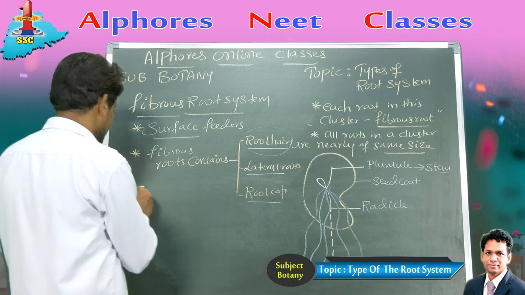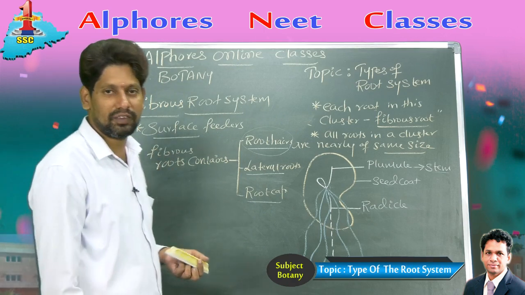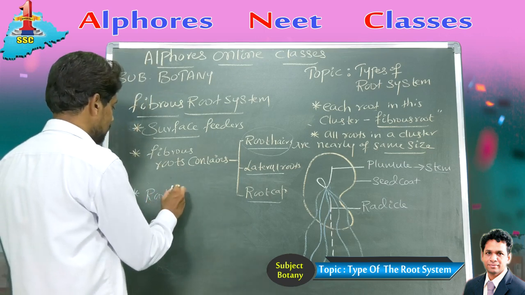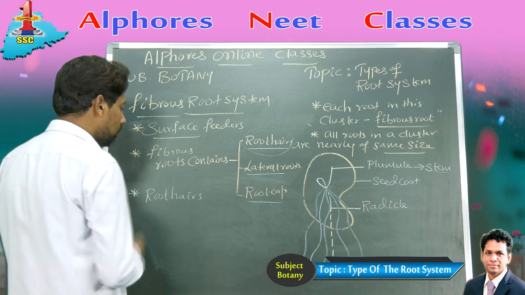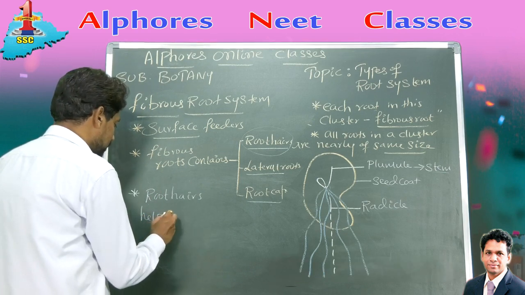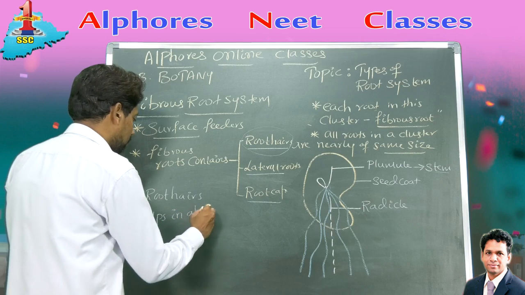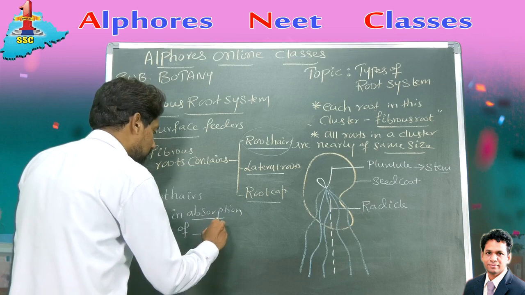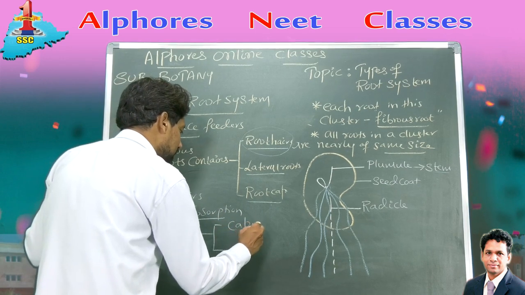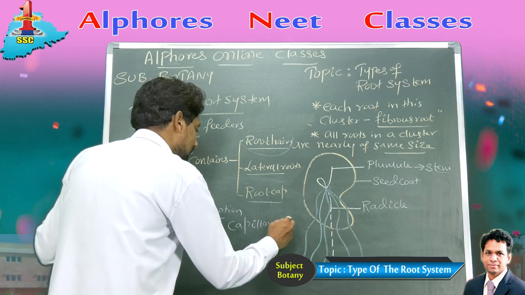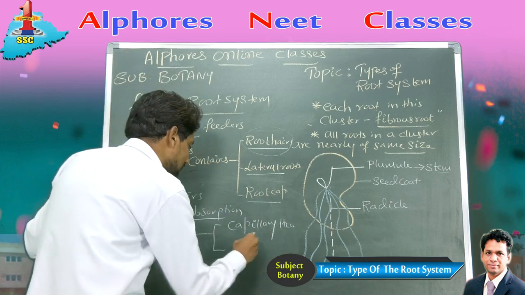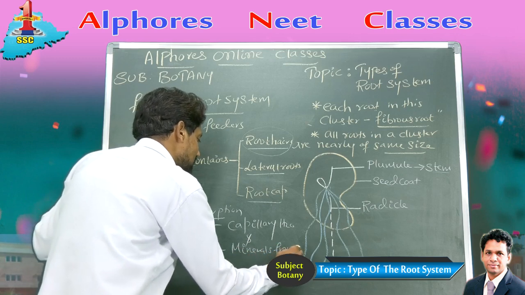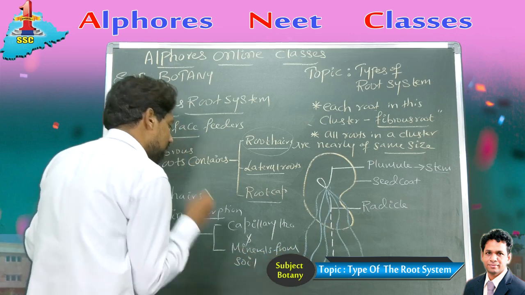Yesterday I told the function of root hairs. What is the function of root hairs? Root hairs help in absorption of capillary water and minerals from the soil. Yes or no? Root hairs help in absorption of what? Capillary water and what more? Minerals. From where? From soil.